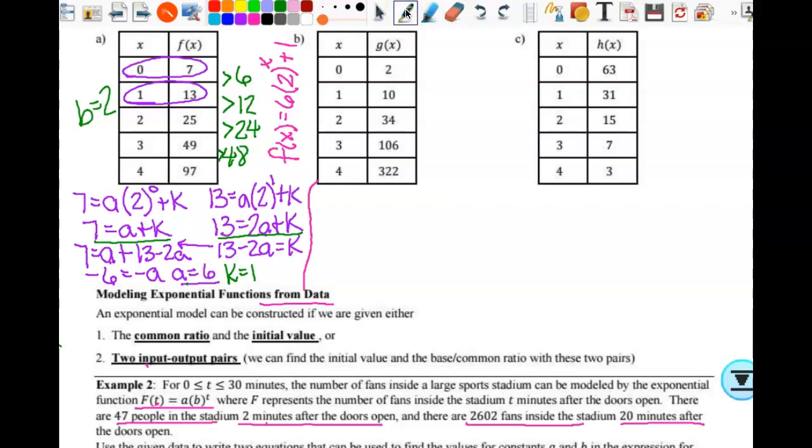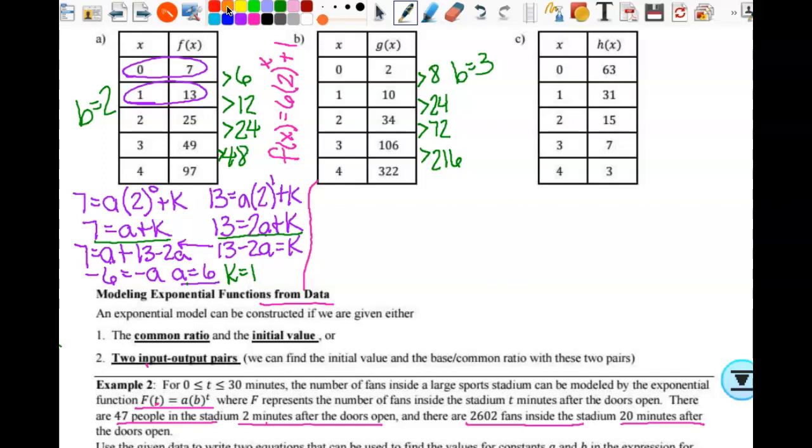All right, let's look at B. So same thing on B here. 10 over 2 is 5, 34 over 10 is not 5, whatever it is, right? So we do our differences here. 10 minus 2 is 8. 34 minus 10 is 24. 106 minus 34 is 72. And then 216. Okay. So now do you see a pattern? Yes. And what is our B value? 3. So here B is equal to 3.